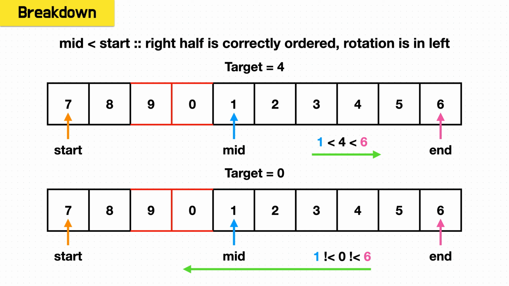The other case is that the midpoint is less than the starting value. This means we had that rotation and that at some point we had the largest value, flip, and then start over with the smallest value. This means the right half is correctly ordered. So when we compare our target, we see that 4 is between 1 and 6, so it must be in this right half. Now let's take a target of 0. Well, 0 is not between 1 and 6, so it must be in the left half. So we can very easily determine which half is ordered correctly, and then we compare our target to that range to know which half the item must be in, whether it's greater or smaller than the range of values. Or if it's inside that range, then we know it must be inside that correctly ordered half.